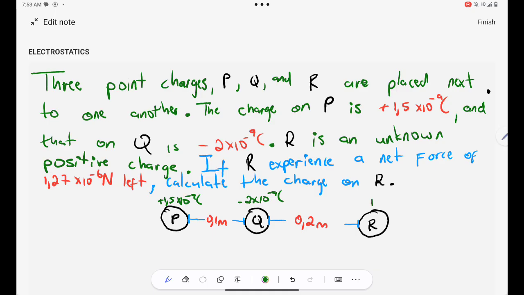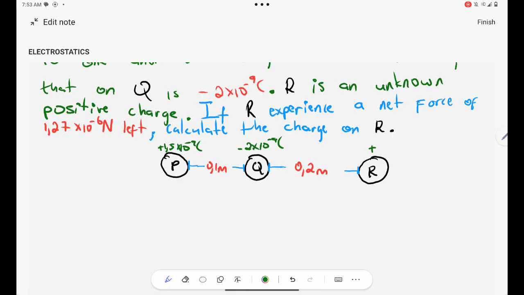Okay, I know that R is just a positive charge. If R experiences a net force of 1.27 micronewtons to the left, calculate the charge on R. Firstly, we must draw our free body diagram. This free body will represent the behavior of charge R as a result of both charges P and Q all together.